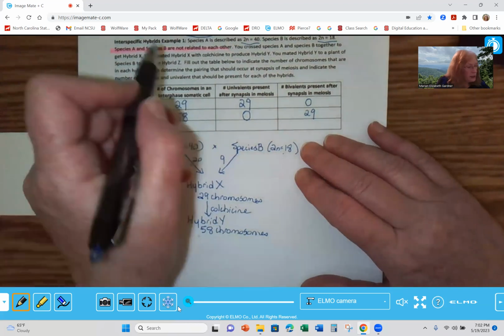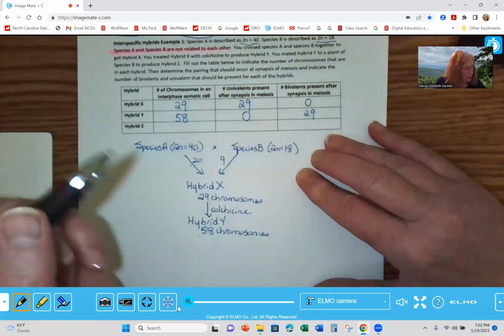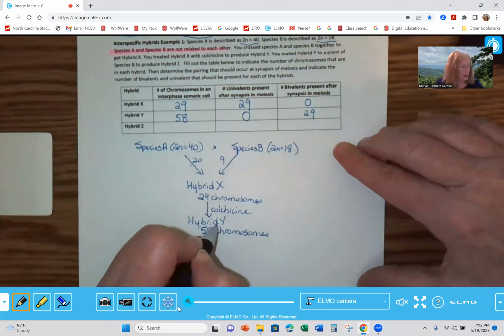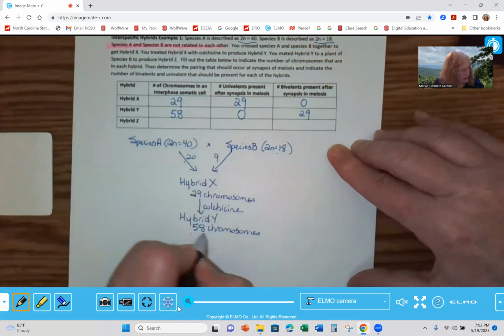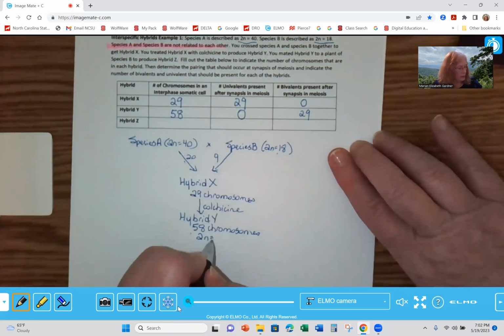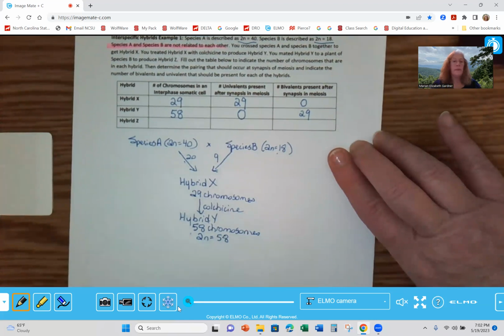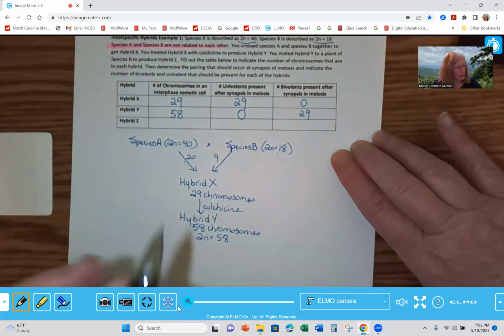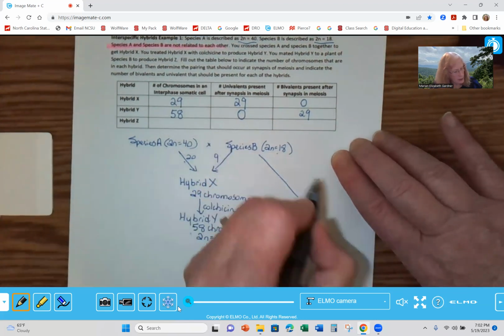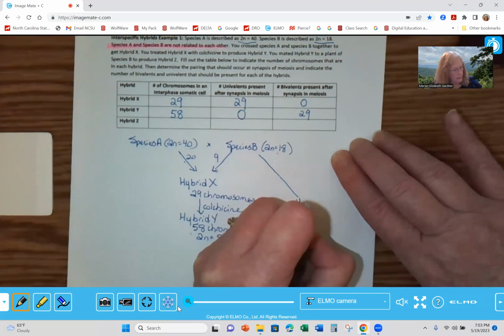And now let's see, what do we have? A hybrid Z. We made hybrid Y, that's this one, to species B. Okay. And we can think of this hybrid Y as 2n equals 58, because it's going to behave like a diploid. It's an amphidiploid. So to get, let's see, this is going to be hybrid Z.